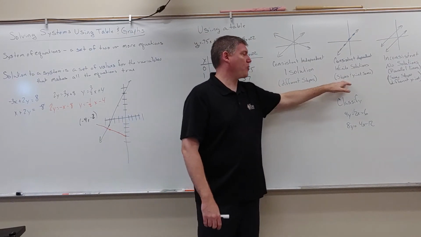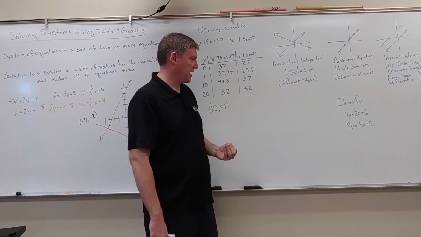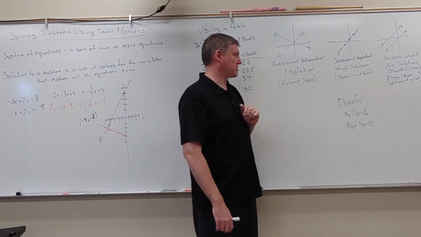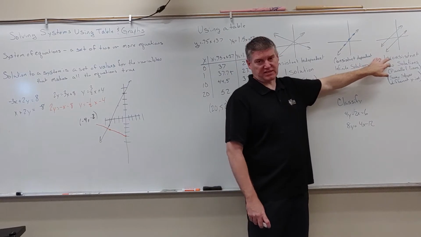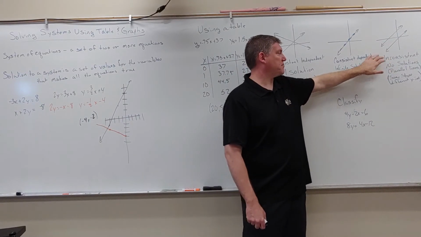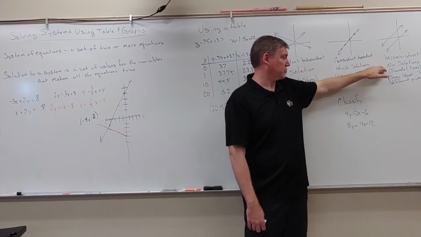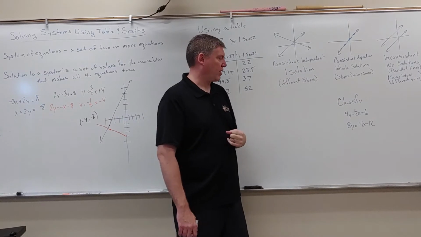So the slope and the y-intercept are the same. When you simplify these equations, they will be the same equation. And then we have inconsistent. Inconsistent means there are no intersections; they have no solutions, or zero solutions. They are parallel lines, so they have the same slope and a different y-intercept.